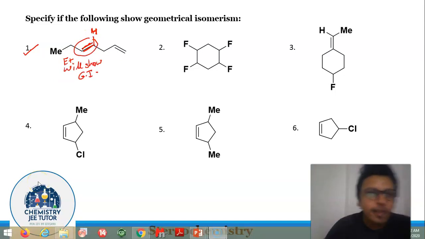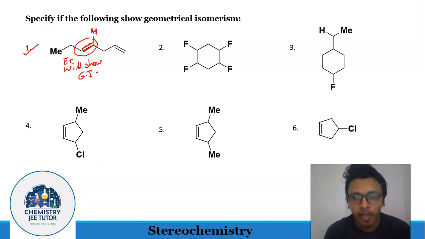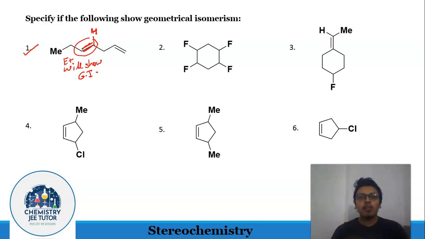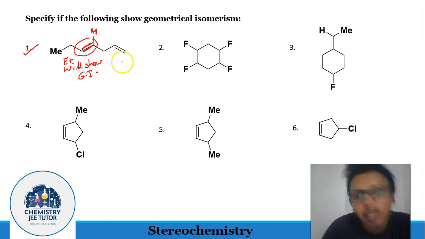Now we also learned in the last class that if we have different sides, you have to check all the sides to see if they show geometrical isomerism or not. Like if we have a ring and a double bond, we have to check whether with respect to the ring it will show geometrical isomerism, and again with respect to the double bond. Now, this molecule has two sides to show geometrical isomerism: this double bond and this double bond here. So we also have to check with respect to this double bond.